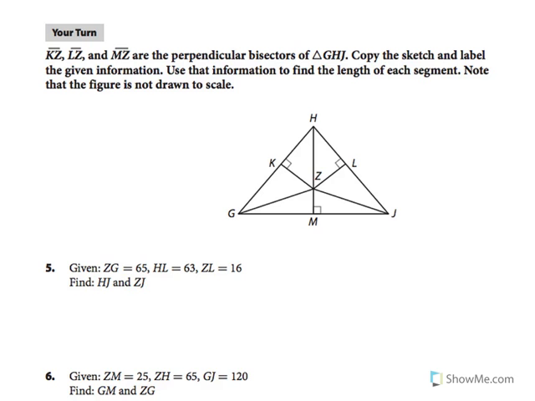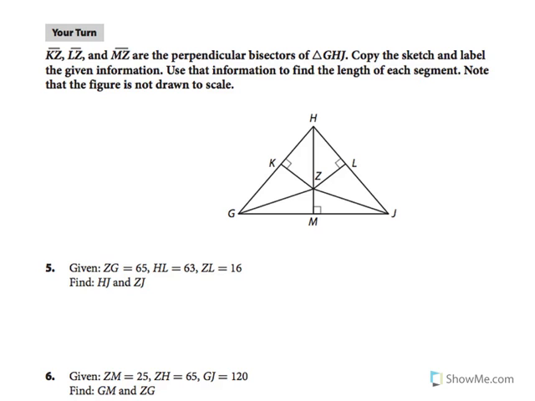Okay, now it's your turn. Okay, so when you do this at home, take note. I want you guys to sketch the diagram. Okay? It doesn't have to be perfect. So the diagram is there to help you with your work. Okay, so we're given that KZ, LZ, and MZ are the perpendicular bisectors of triangle GHJ. Copy the sketch and label the given information. Use that information to find the length for each segment. Note the figure is not drawn to scale.